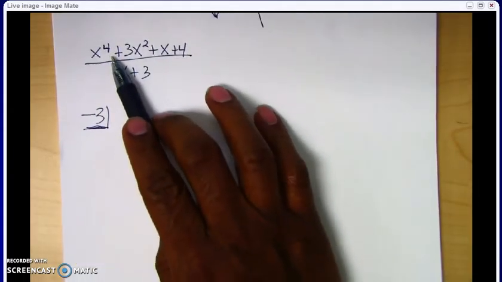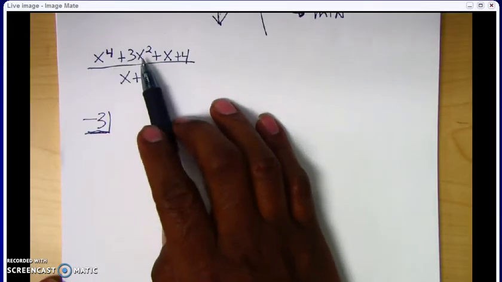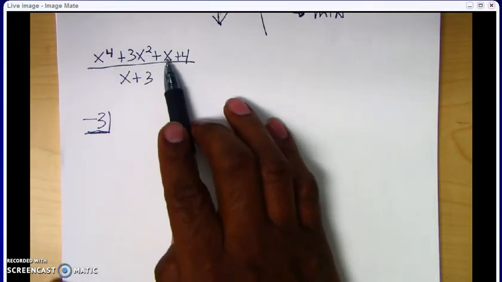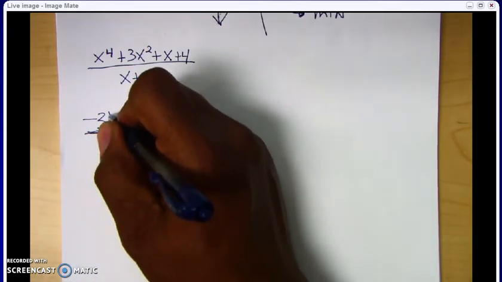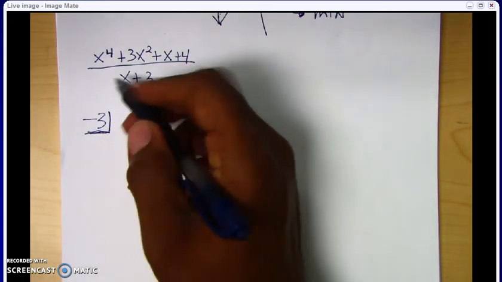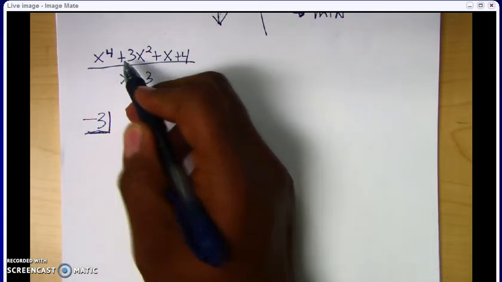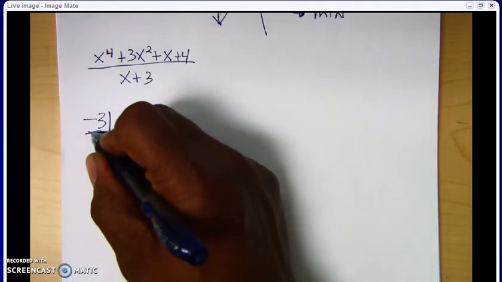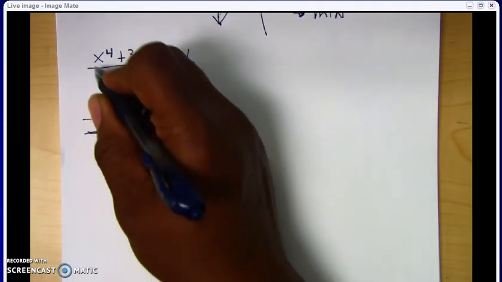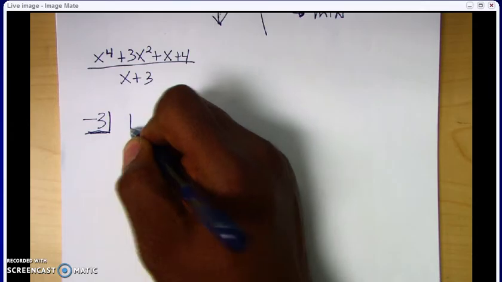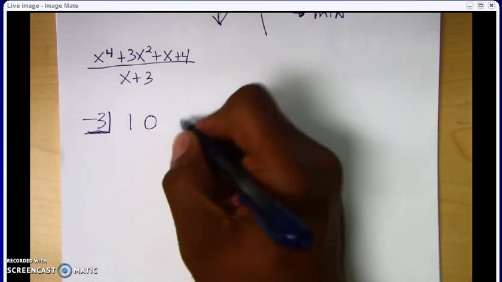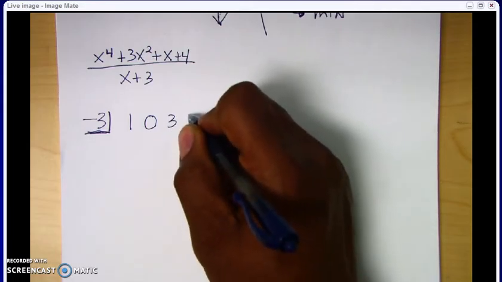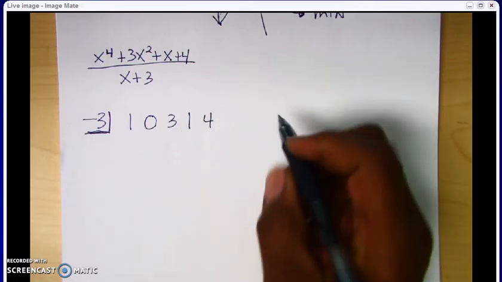And look up here, guys. You have x to the 4th, then it jumps to the x squared, then x, then 4. Got to give a shout out to Justin Browning for keeping me on my toes this morning. You got to remember that you got to fill in these gaps with zero x's if needed. So the coefficient of the x to the 4th term is 1. Then there's a 0 for the cubic term. Then we get to 3, then 1, and then 4.